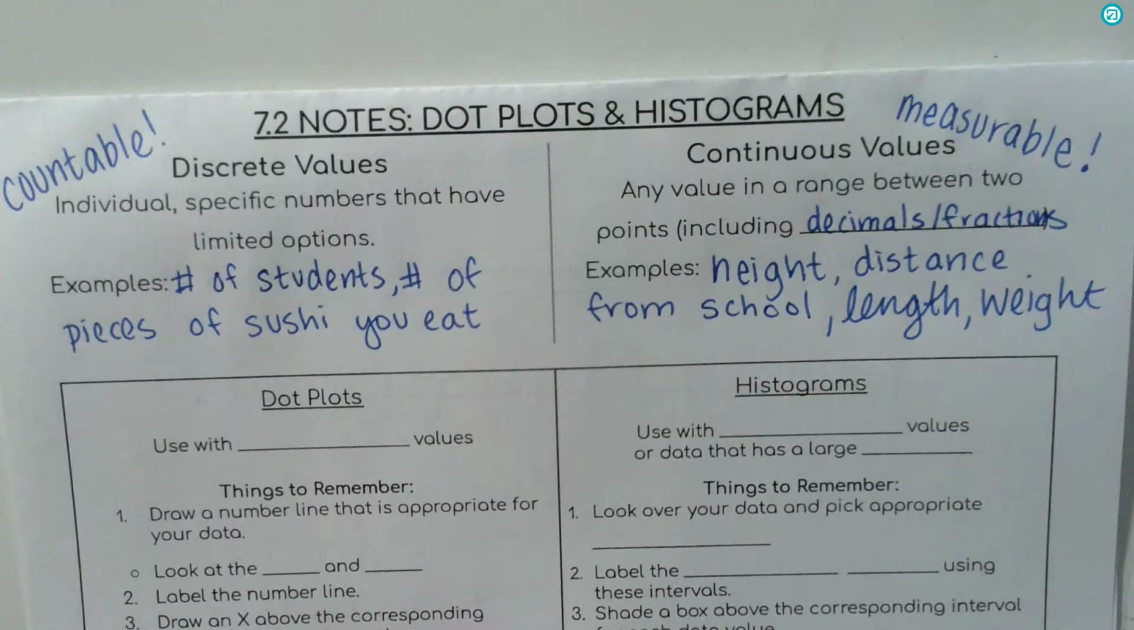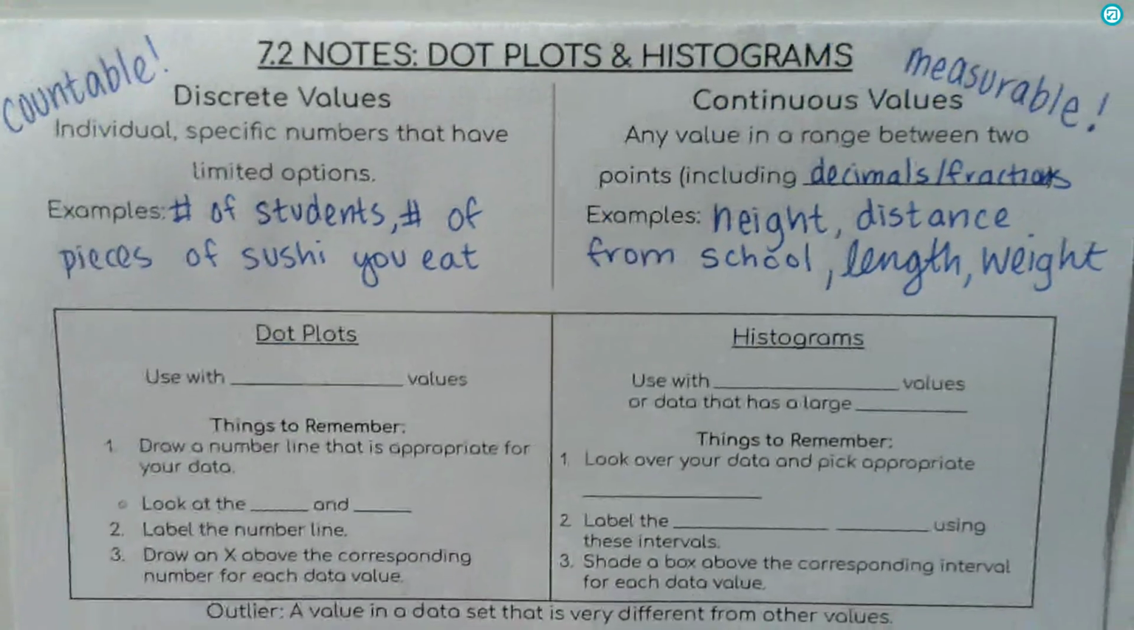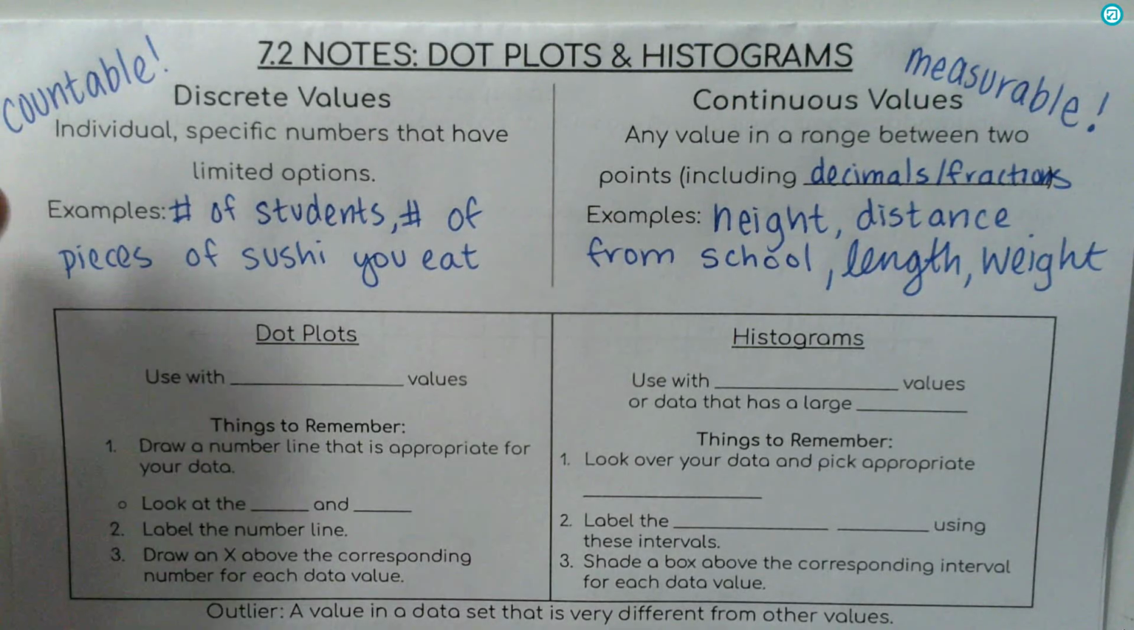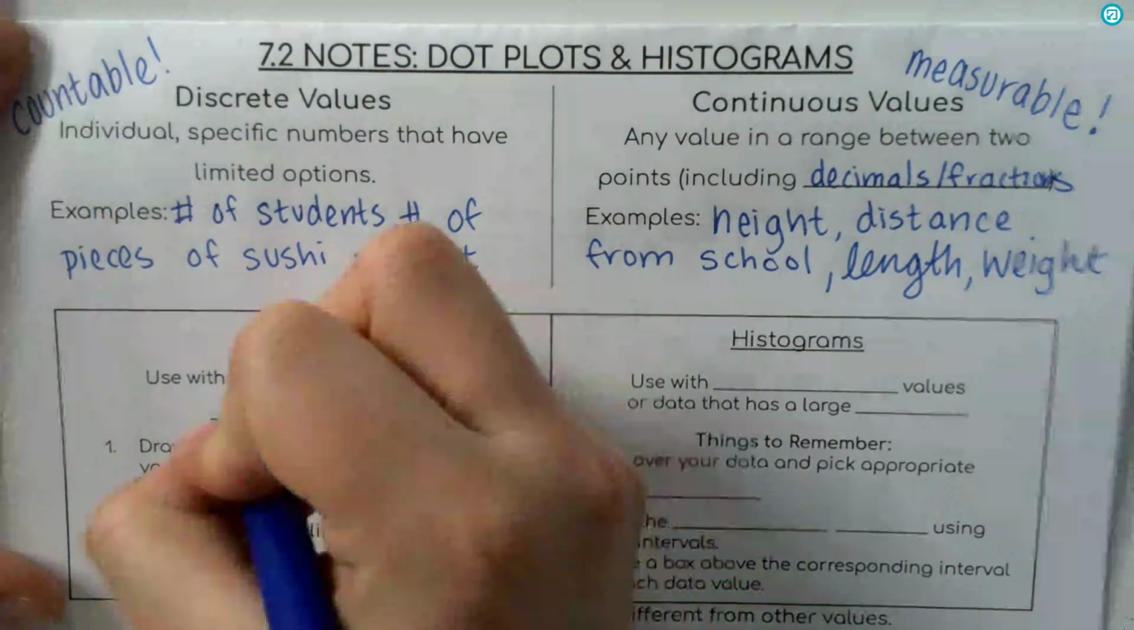All right. We are going to be looking at two different types of graphs today. We're going to use one for one type and one for the other type most of the time. So, dot plots we are always going to use with discrete values.